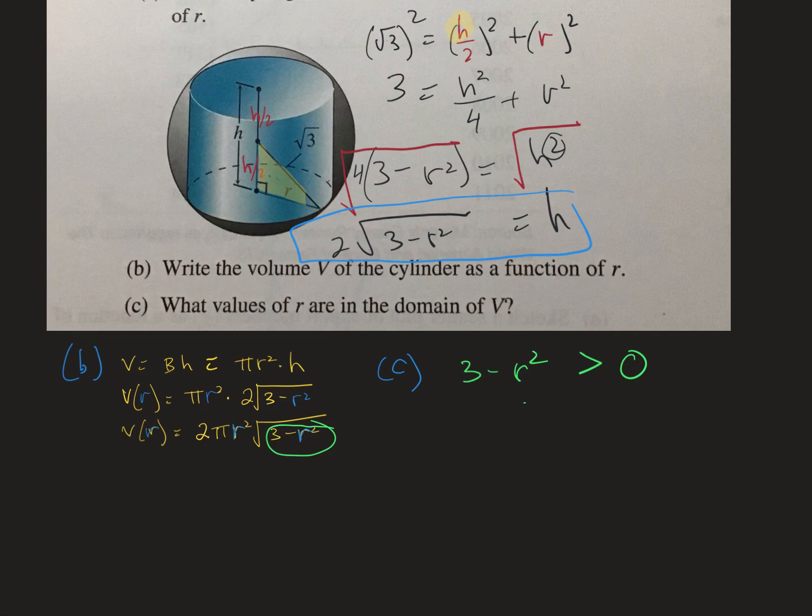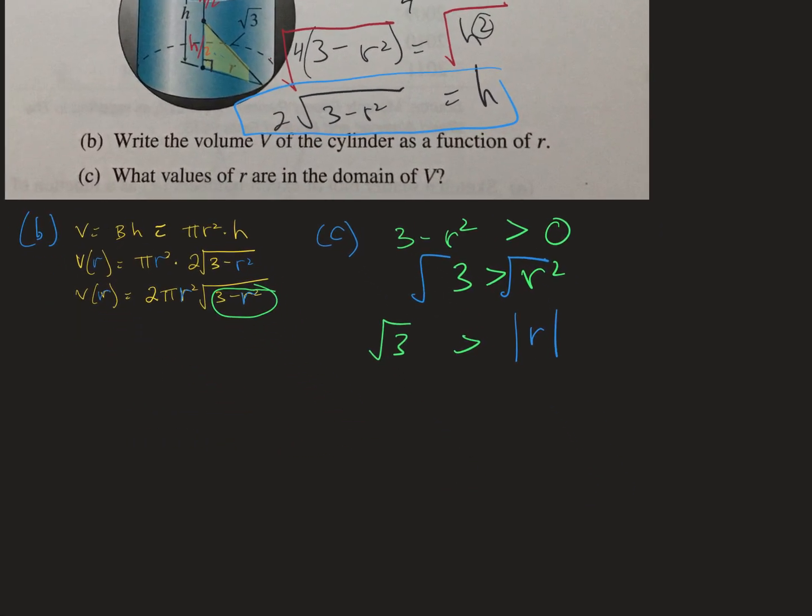We'll add r squared to both sides. We'll take the square root of both sides. The square root of r squared is the absolute value of r. And in order for the absolute value of r to be less than 3, we're saying that the distance away from 0 that r is smaller than the square root of 3.